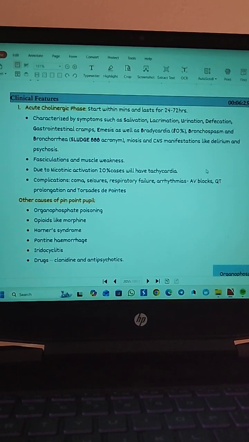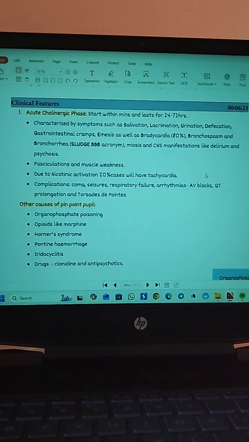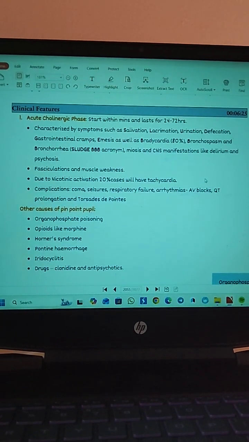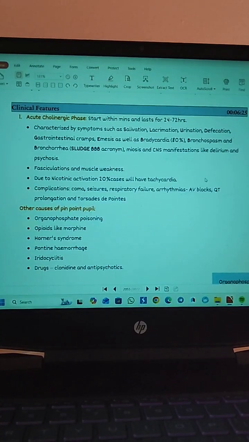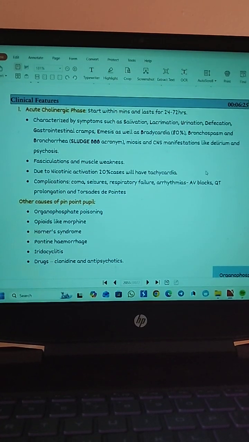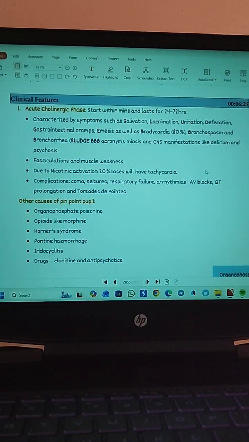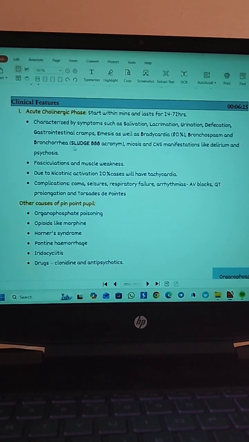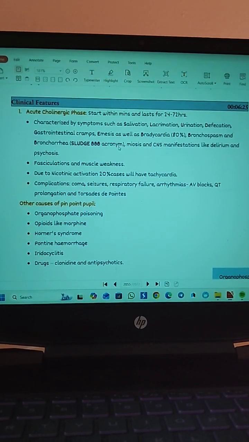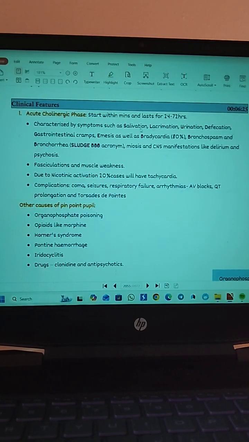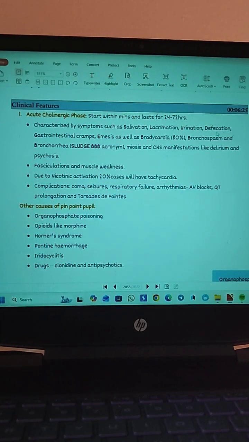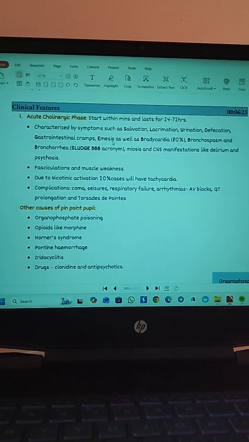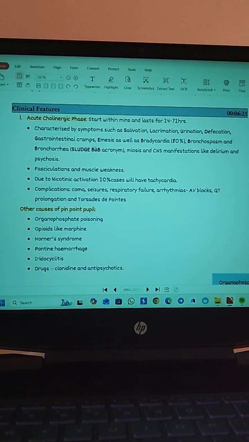The first phase is the acute cholinergic phase, which starts within hours and lasts for 24 hours to 3 days. The symptoms seen are remembered by a mnemonic, the SLUDGE BBB acronym: S for salivation, L for lacrimation, urination, defecation, gastrointestinal cramps and emesis, as well as the triple B, that is bradycardia.